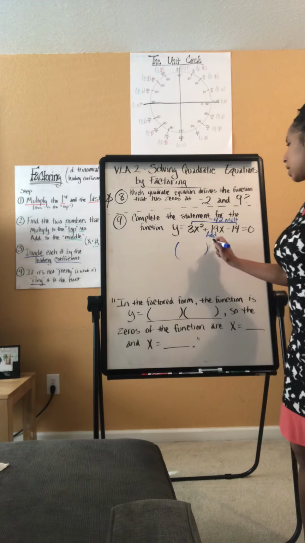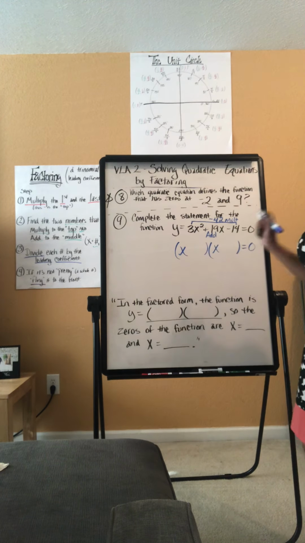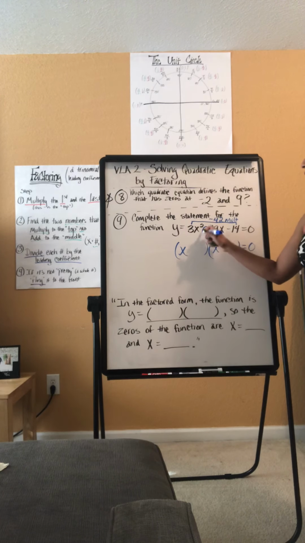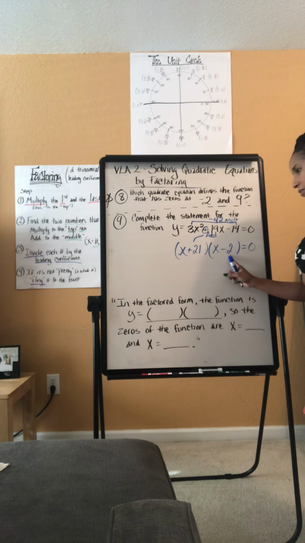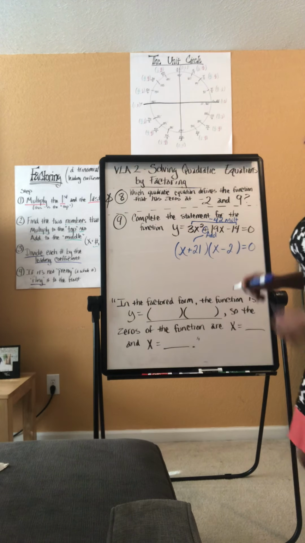So we have our x, our numbers. If you divide it by 2, it would be a 21 and a -2. 21 times -2 gives me -42. But 21 plus -2 is actually 19, positive 19, okay?